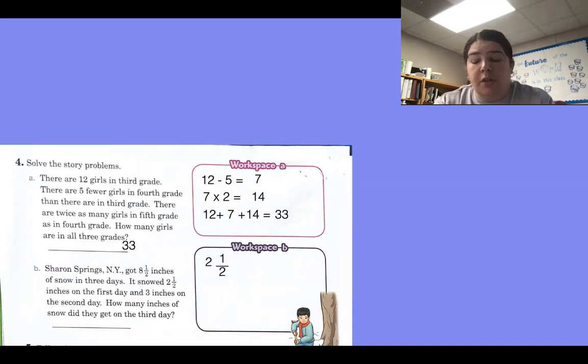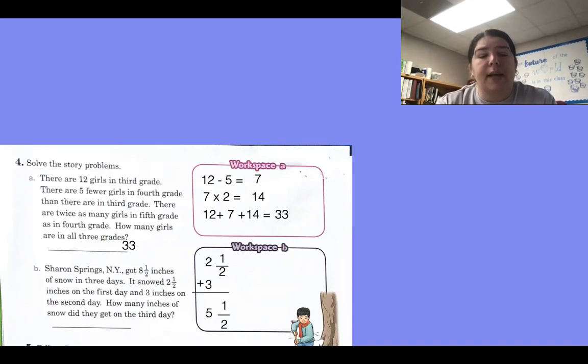Okay, so the first thing we need to do is what? 2.5. And we have to add it. What are we adding it to? The first day was 2.5. What about the second day? 3. Now I have a mixed number, 2.5, plus a whole number, 3. How do we do that? Have we done that before? 1/2 plus nothing equals 1/2. And 2 plus 3 equals 5. So your answer will be 5.5.